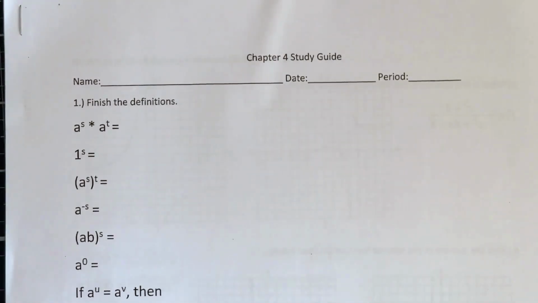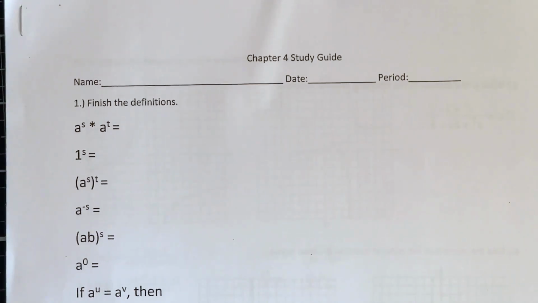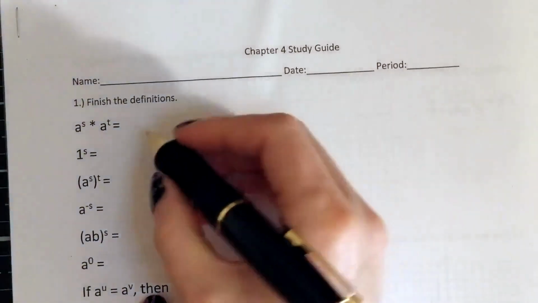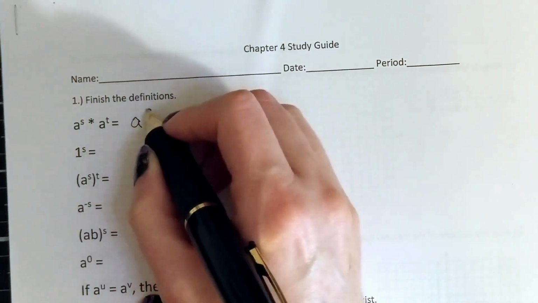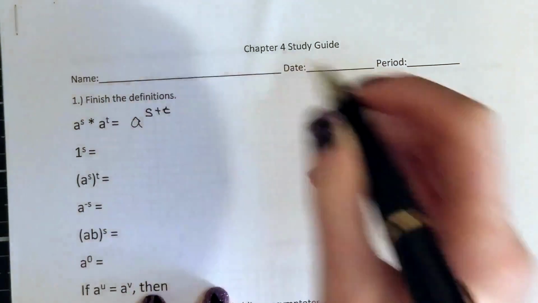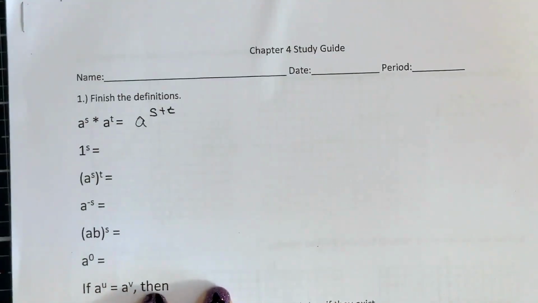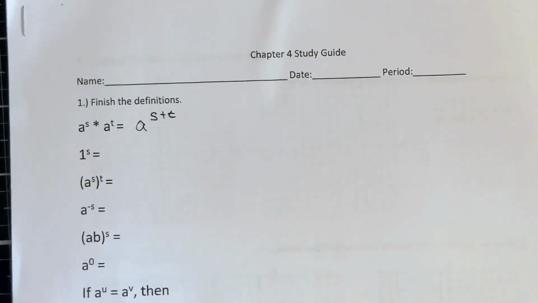So this is our chapter 4 study guide. So question number 1, finish the definitions. A to the S times A to the T. So what you want to do is to add your exponents. So this is A to the S plus T.